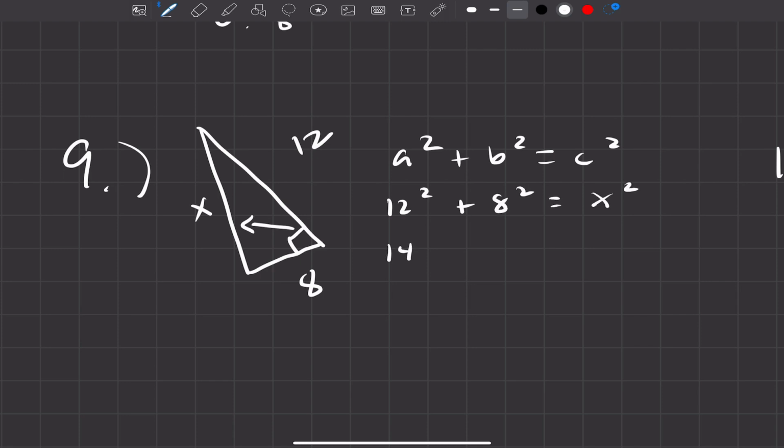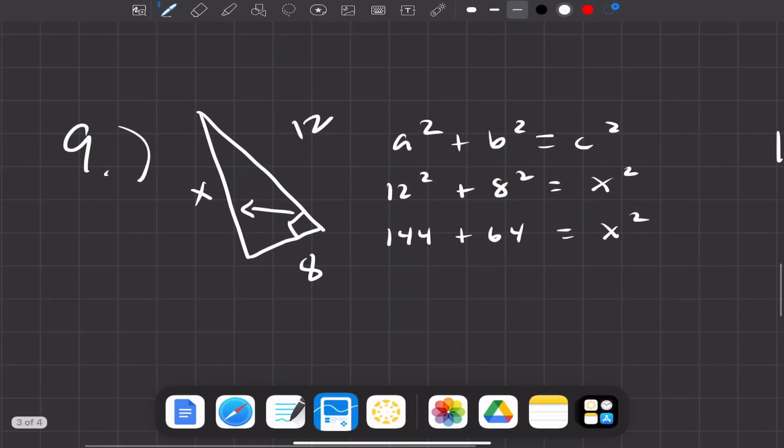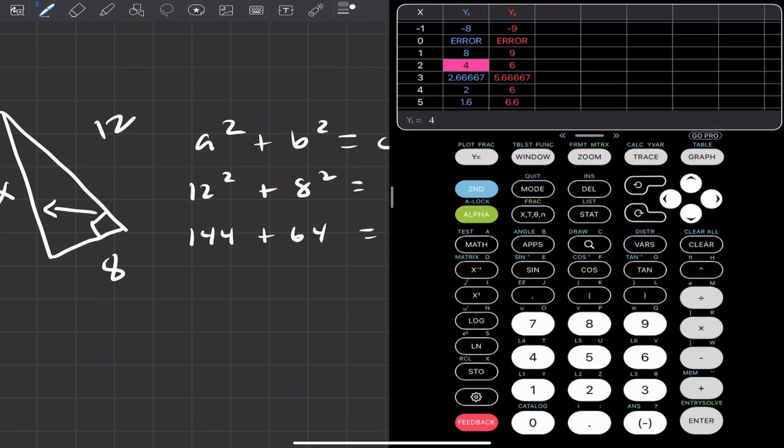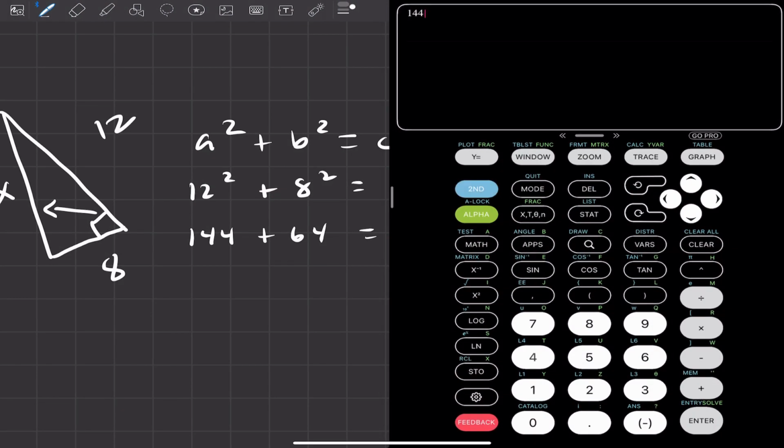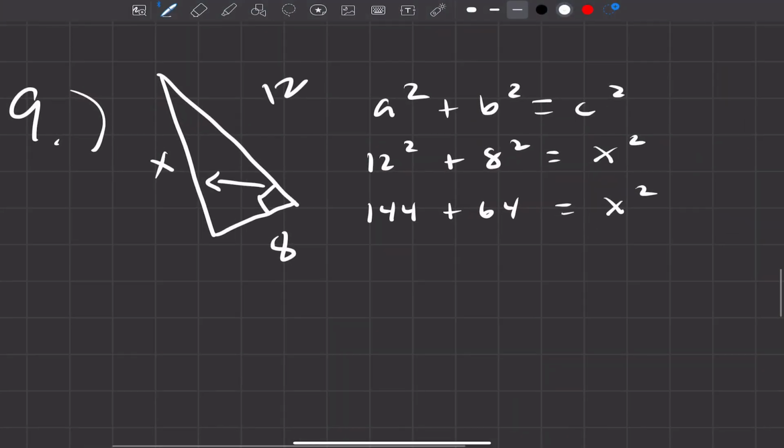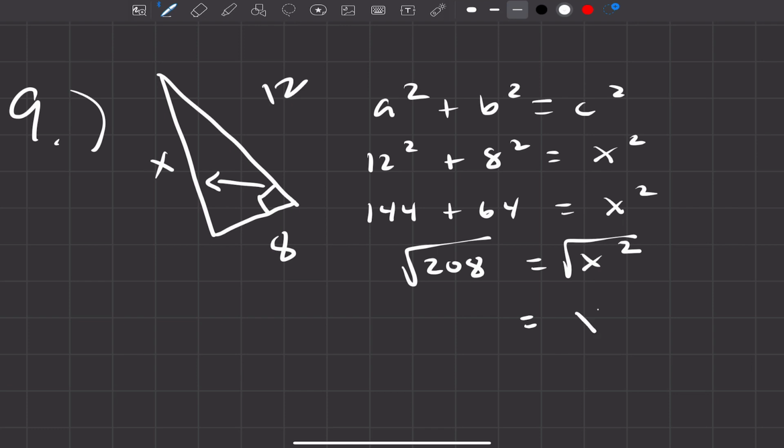12 squared is 144 plus 64 equals x squared. So 144 plus 64 is 208, which is equal to x squared. So I'm going to take the square root on both sides. So x is equal to, and I'm going to assume that you're going to simplify your radical.